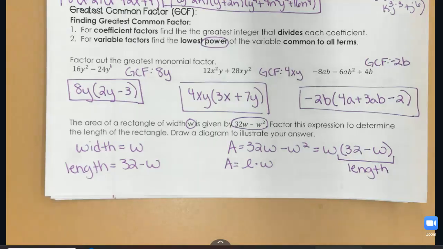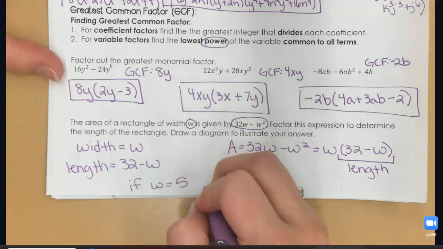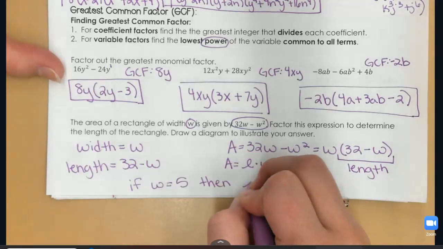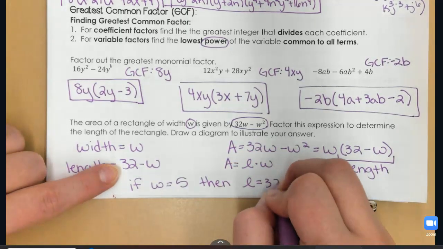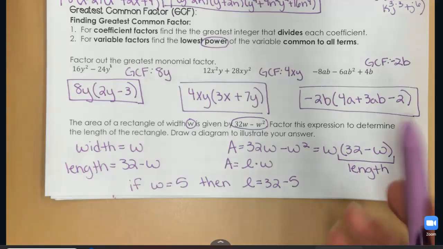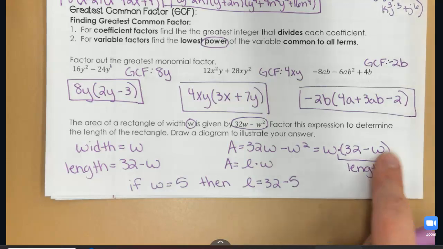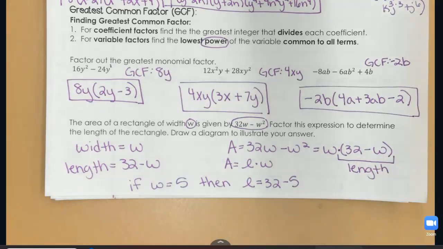So what this tells me is, say, if my width was 5, then I would know that my length would be 32 minus 5, which in this case is 27. But again, factoring this out, and I know this has to be length times width, they told me my width was w, so the other factor is my length. I'm going to get cut off on time, so I'm going to do the back page in a second part.